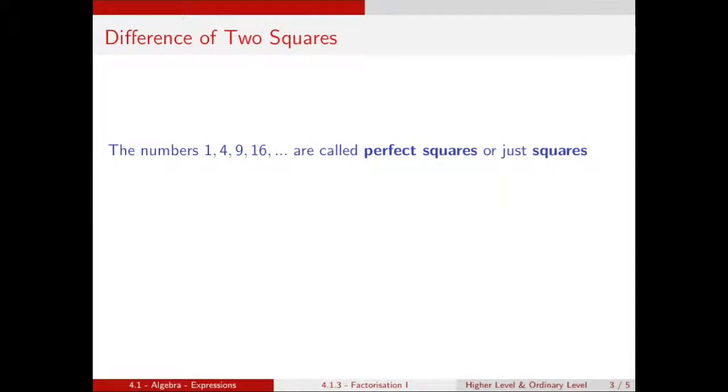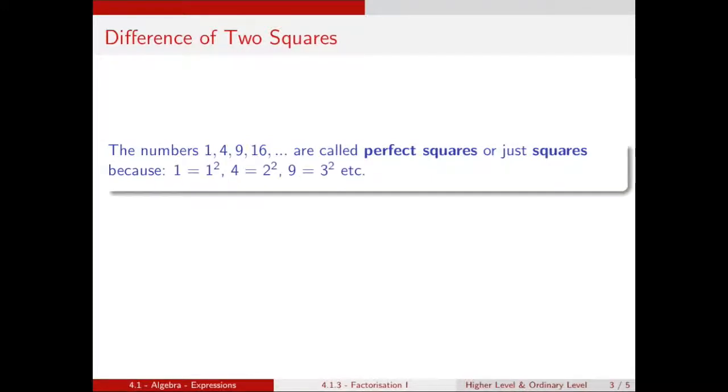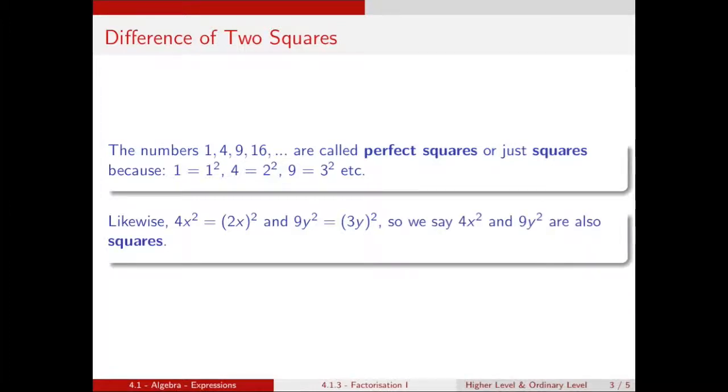Difference of two squares. The numbers 1, 4, 9, 16 and so on are called perfect squares, or just squares, and that's because they're all some whole number squared. So for example, 1 is 1 squared, 4 is 2 squared, 9 is 3 squared, and so on. We come across other kinds of squares too. For example, 4x squared can be rewritten as 2x to be squared, and 9y squared is equal to 3y to be squared. So we can say 4x squared and 9y squared are also squares.